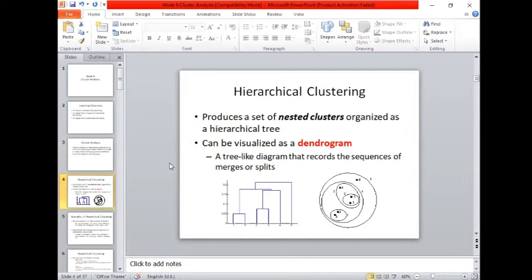Okay, so the hierarchical clustering is also part of the cluster analysis. This is also forming similar objects into groups, but hierarchical clustering produces a set of nested clusters that are organized as a hierarchical tree. An example of the hierarchical clustering is the dendrogram, a tree-like diagram that records all the sequences of the merges or the splits of the objects.